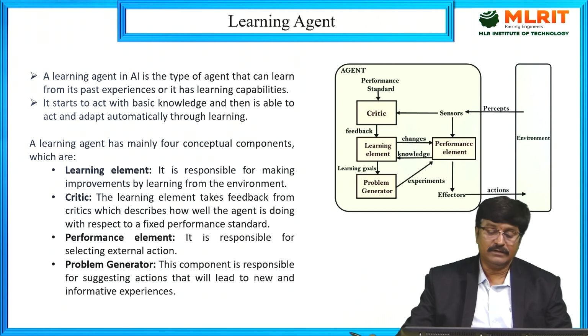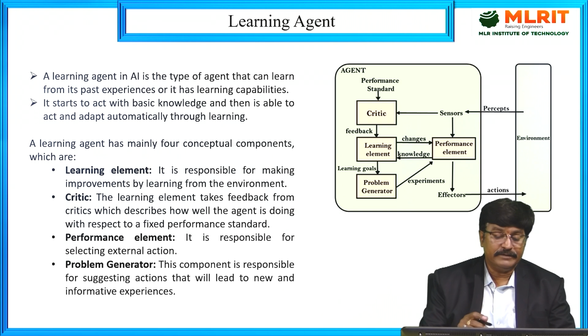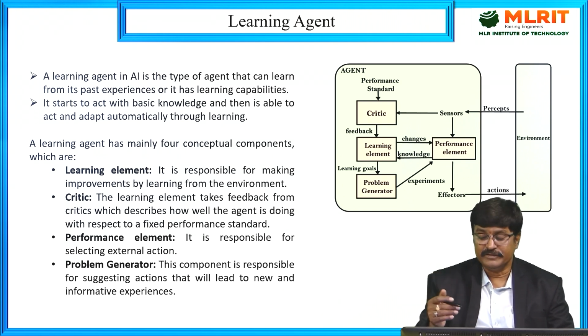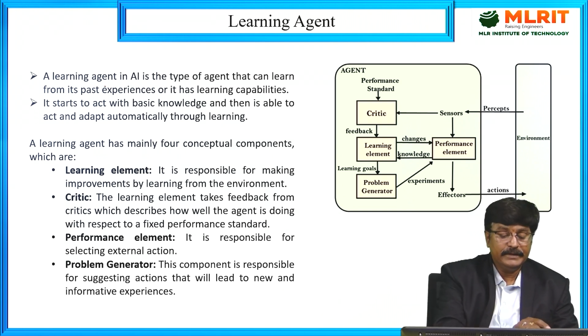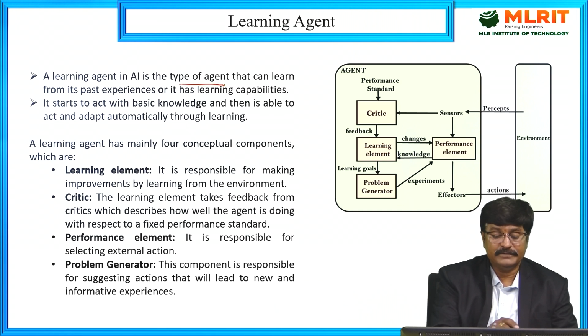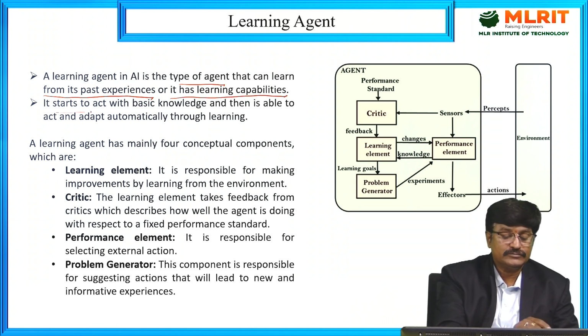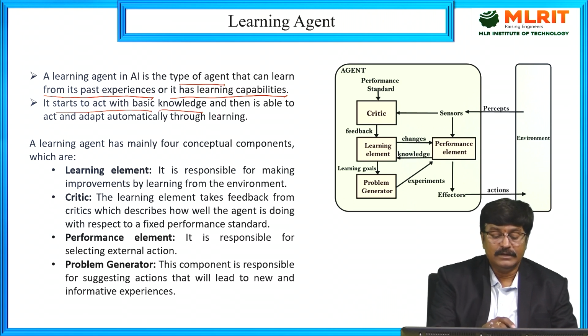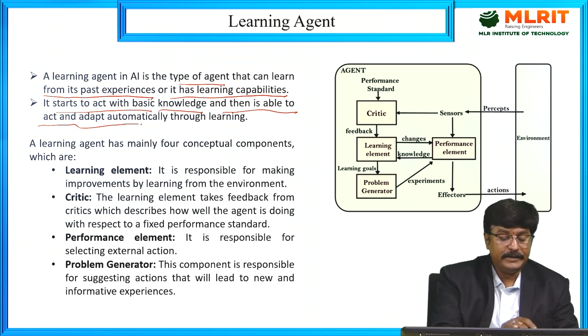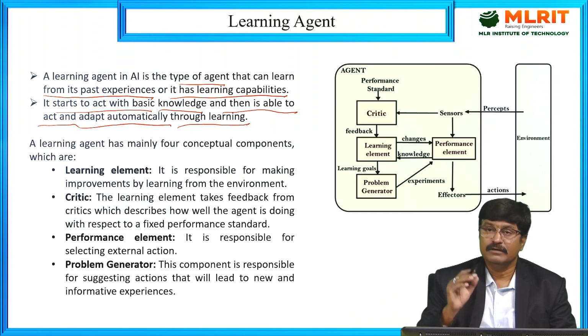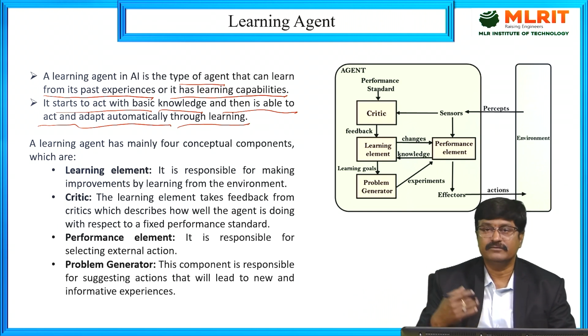Then the other model is the learning agent model. This learning agent model is quite different. It is learning continuously, and based on the situation it is adapting. A learning agent is a type of agent that can learn from its past experiences, or has learning capabilities, and improves continuously. It starts to act with basic knowledge and is then able to act and adapt automatically through learning. It starts with basic knowledge, then continuously learns so that it keeps improving its skills.